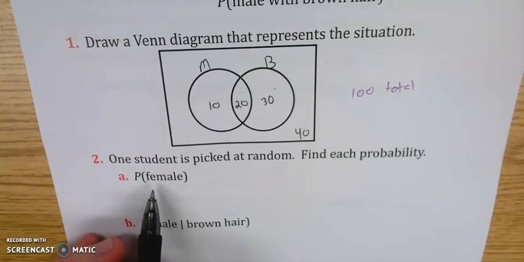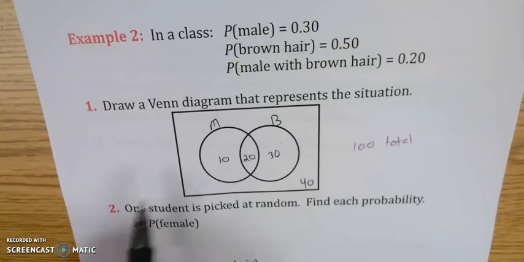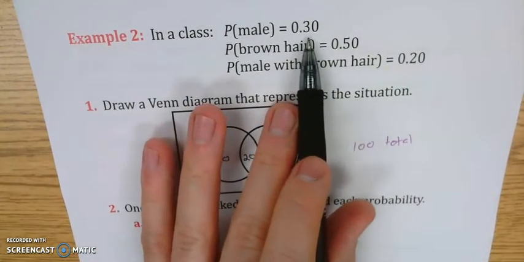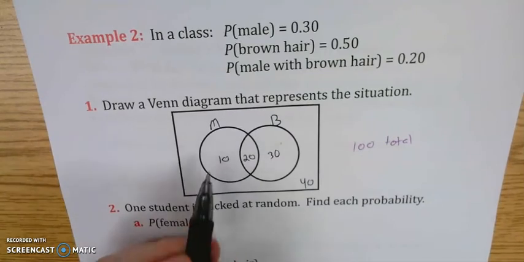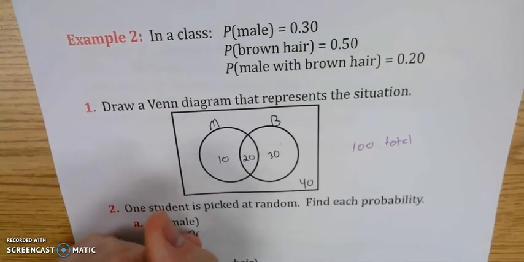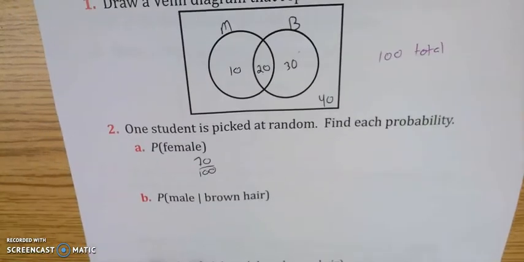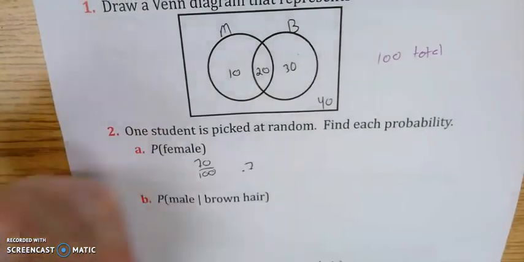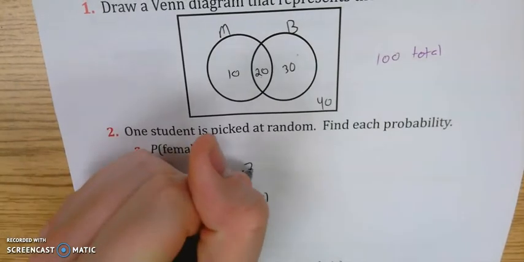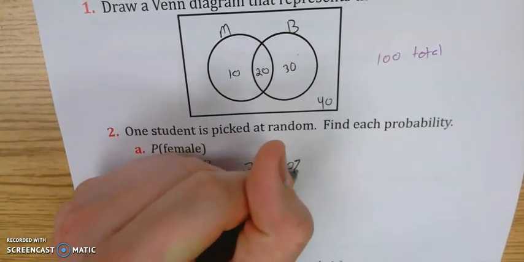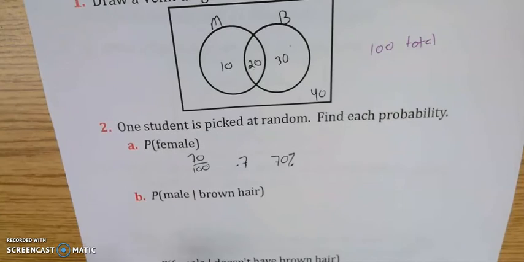I want to know the probability that they are female. Well, I know probability of male was 30%. So anyone not in the male circle, we would assume then would be in the female circle. So there are 70 out of the total 100. All right, well, that's just 0.7. Or if you're a fan of percents, 70%. Either one is totally fine.